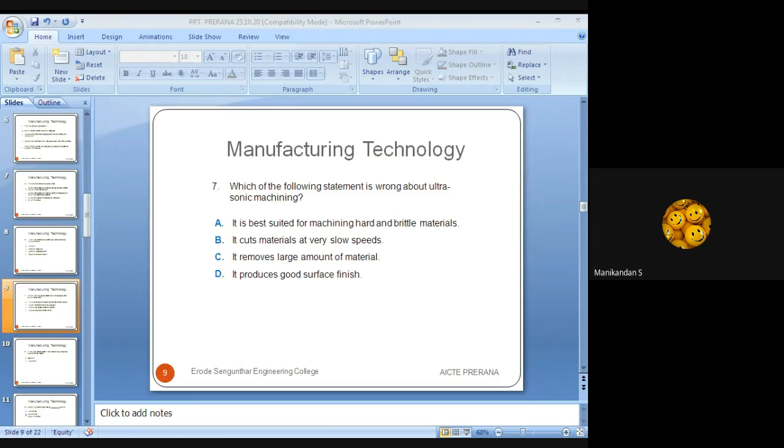The material removal in ultrasonic machining is by brittle fracture. The tool material should be soft. Material removal depends on the flow rate of abrasive particles and the size of the abrasive. The material removal rate is maximum in EDM and less in EBM. So the correct answer is that it removes a large amount of material is a wrong statement.